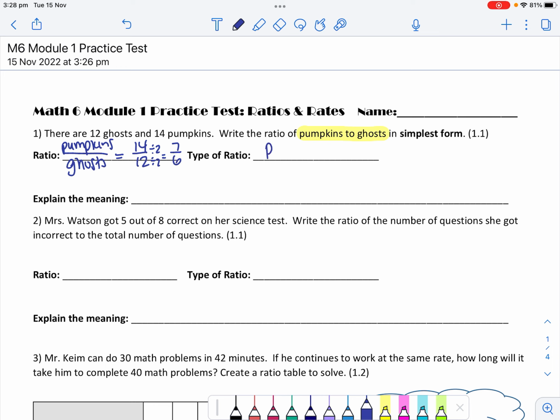This is going to be a part-to-part ratio. And I'm going to say for every 7 pumpkins, there are 6 ghosts.